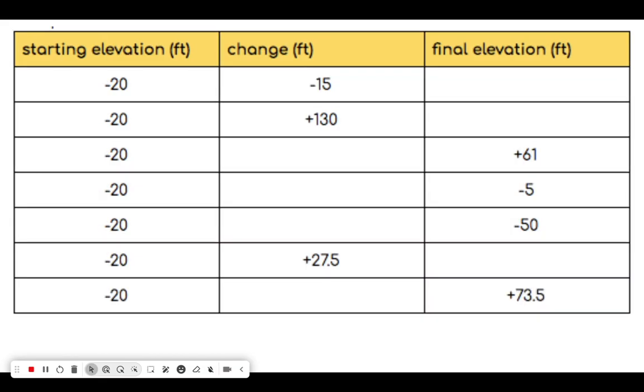All right, so now I'm going to give you a chance to do this one. If you haven't already, pause the video, go through each one of these to find your final elevation or your change. Again, pause the video and come back when you're ready.